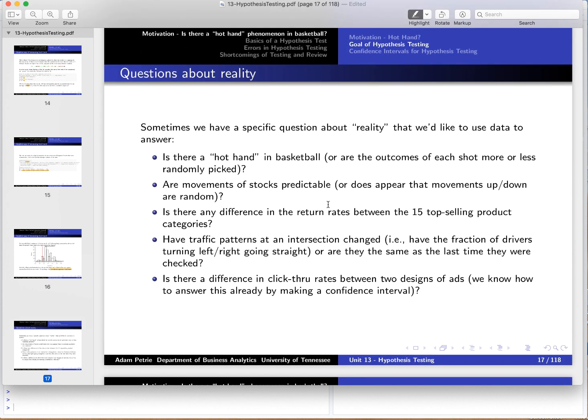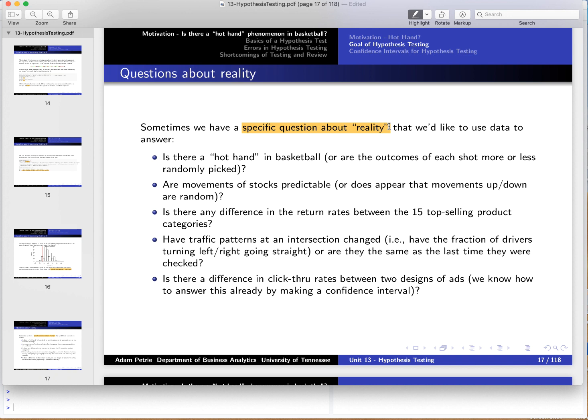And so this is going to be the role of hypothesis testing. Sometimes we have a very specific question about reality that we can't really use a confidence interval to answer. So is there a hot hand versus is there not a hot hand? Well, that's not something that we have a confidence interval procedure to help answer. And so this is where the hypothesis testing framework is going to be very useful. We have a specific question about reality. We want to figure out, all right, does the data support that hypothesis? Does it kind of work against that hypothesis? How can we use the data to answer the specific question?